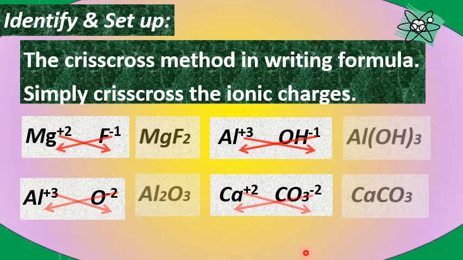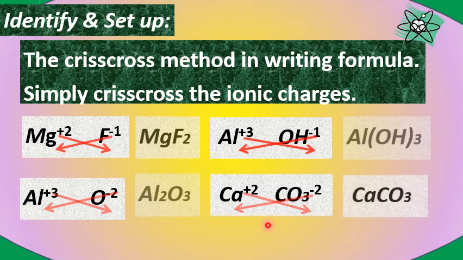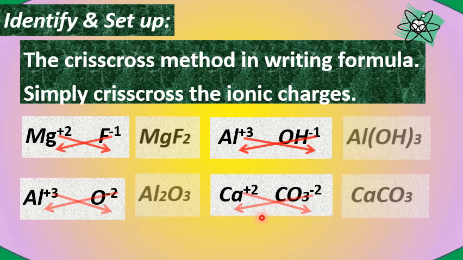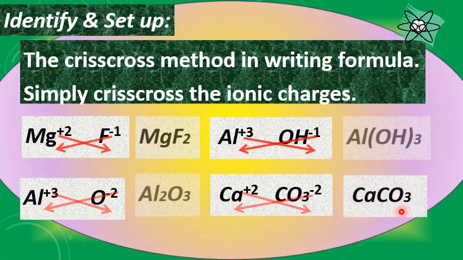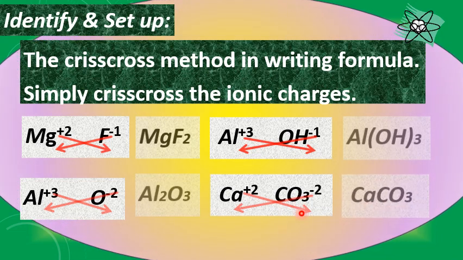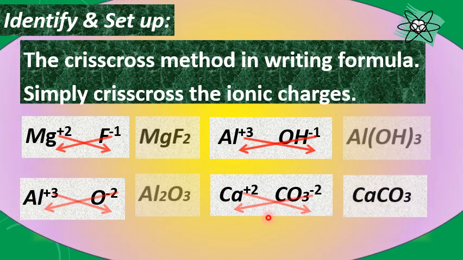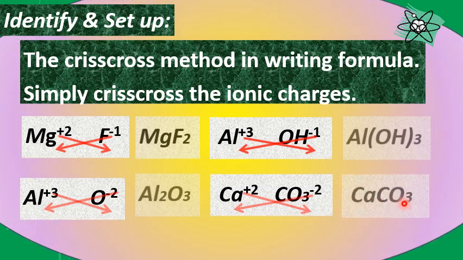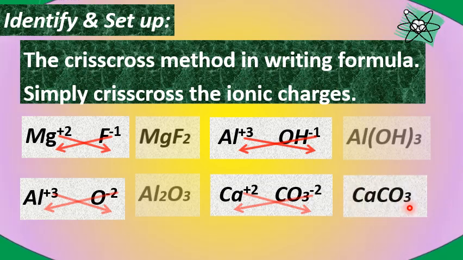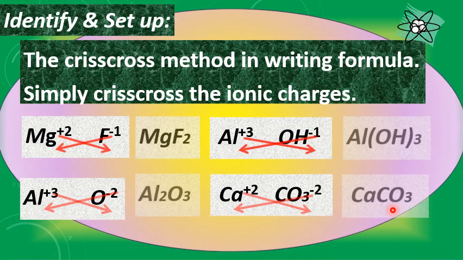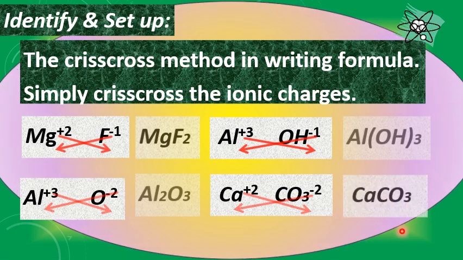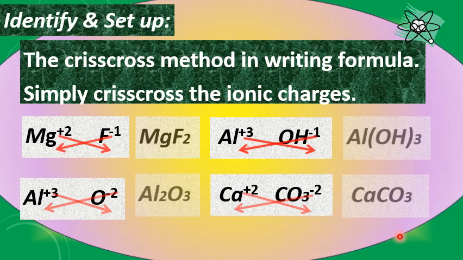What actually happened is that both calcium and carbonate have the same subscript, which is 2. And customarily, if the subscripts of the 2 ions after crisscrossing are the same, we just disregard them. So in this compound, it's understood that there is 1 calcium atom, 1 carbon atom, and 3 oxygen atoms.